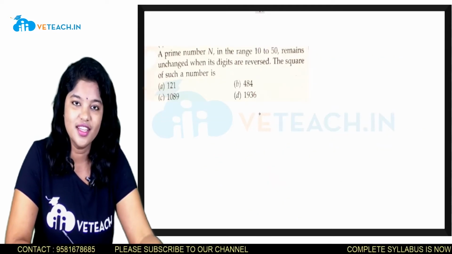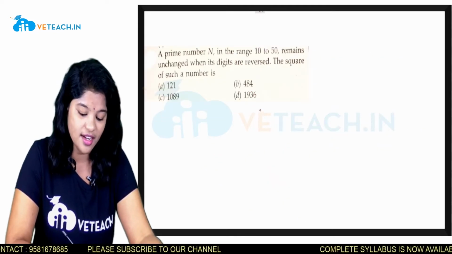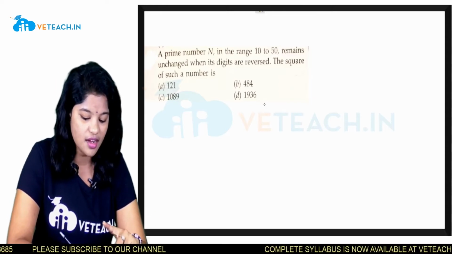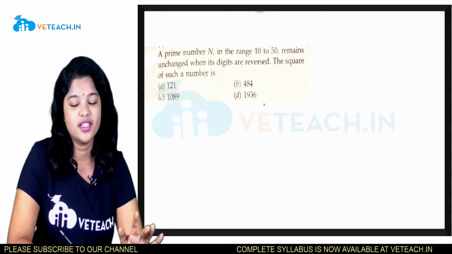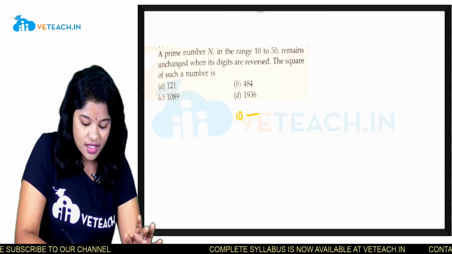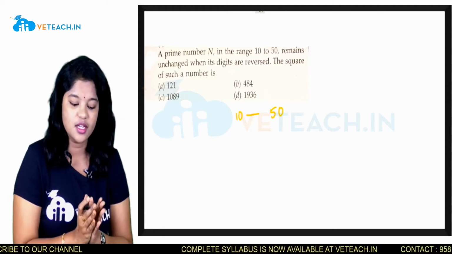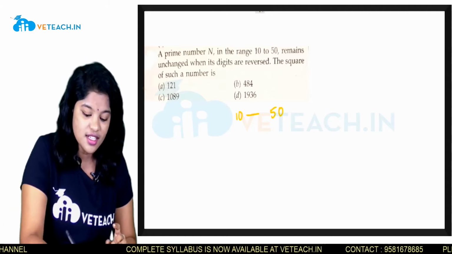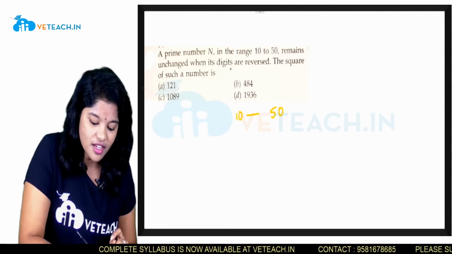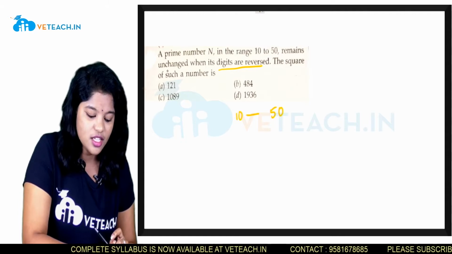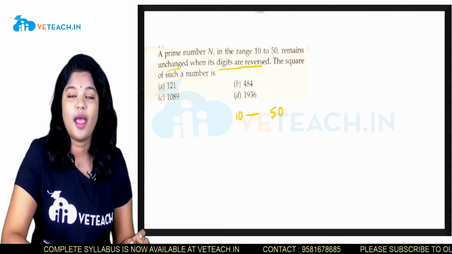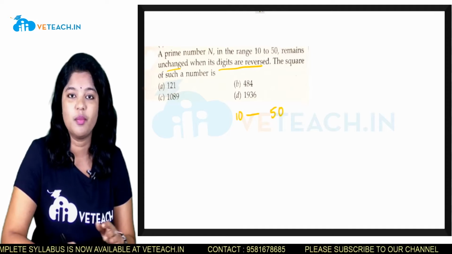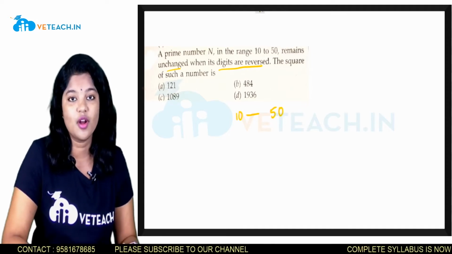See the next question here. A prime number n in the range of 11 to 50 remains unchanged when its digits are reversed. The square of such a number is. So, in between 10 and 50 there are certain prime numbers, but that prime number should be such that when we reverse the digits, the number should not change. So the prime number should be such that even if we reverse or interchange the places of the digits, the number should not be changed.